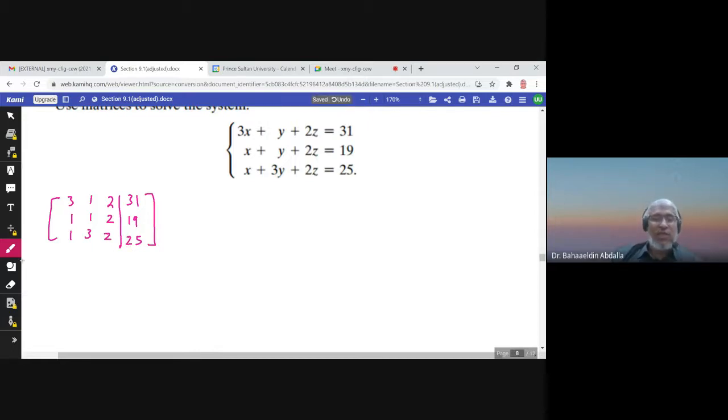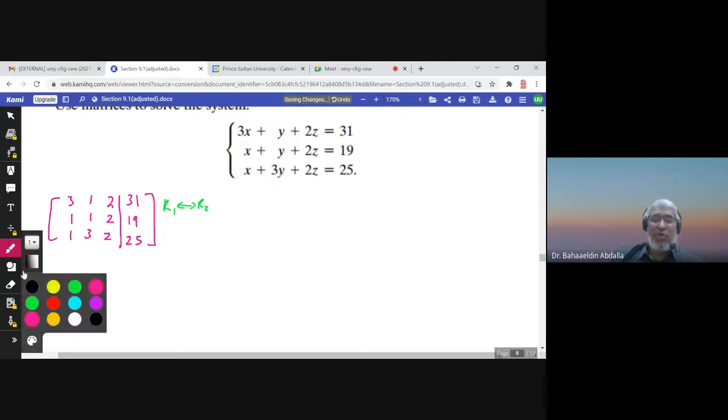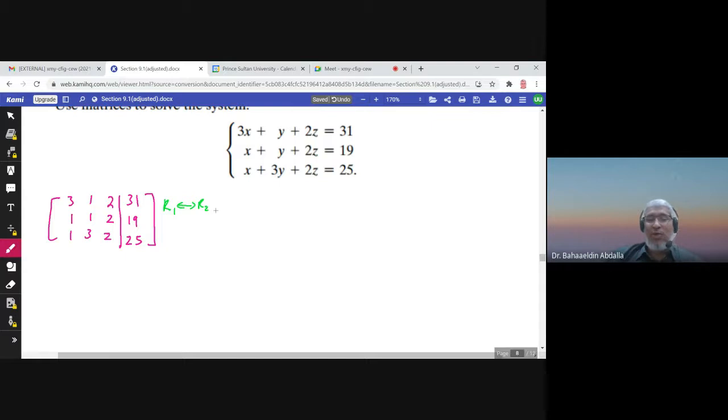First, this number must be 1. How to make it 1? If you have 1 below, interchange. If you don't have 1 below, divide by 3. That's it. I have 1 below. So I'm going to interchange row 1 and row 2. I can also interchange row 1 and row 3. Do that, please. No problem. You will reach the same answer at the end. Interchange row 1 and row 2.